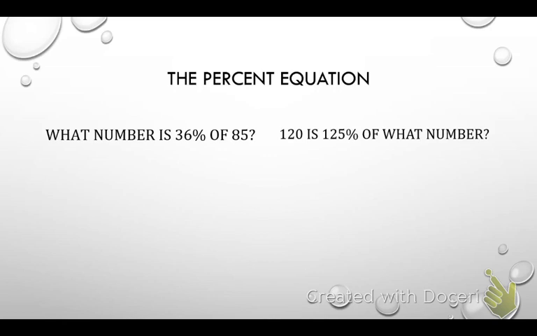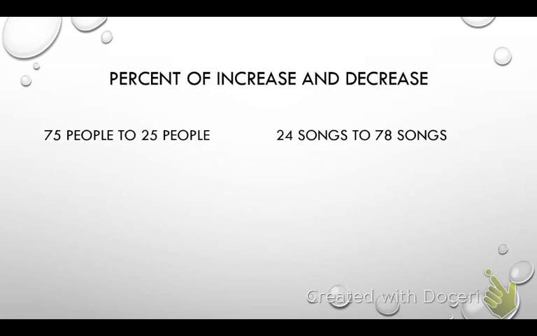What is the formula for percent equation? A equals P times W. A equals P times W. But before you can multiply, what do you have to do to your percent? Change it to a decimal.